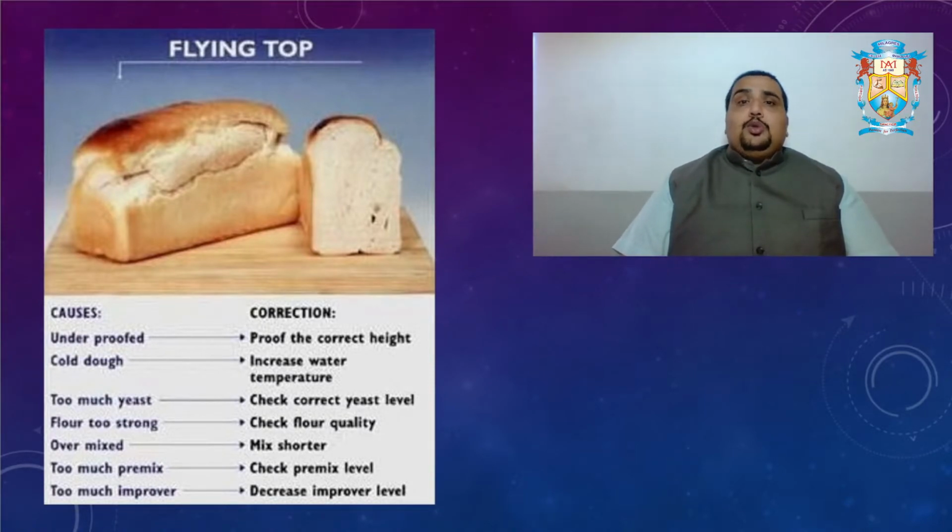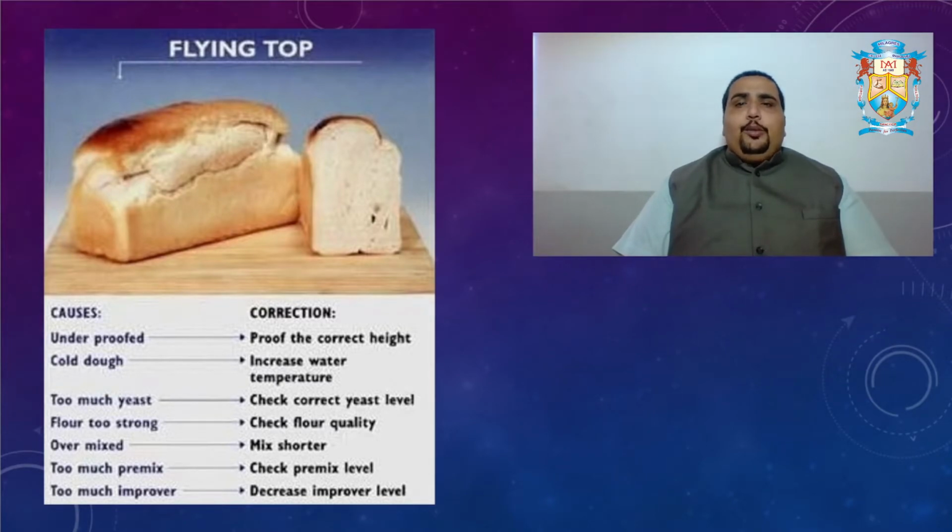Then flour too strong. Now if the flour has higher protein content, the elasticity will be more, thus again the top can come out of the main section of the bread. Now check the quality of flour as required. As we know, we need around 10 to 14% protein strength for a bread, so preferably go for that quality of flour.